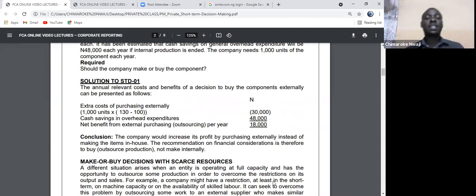Now, in example one, which we did, we didn't see any scarce resource. But in example two, which we are going to do in a moment, we're going to be seeing a scarce resource. It means when there is a scarce resource, all the available production is competing for that scarce resource. And so when you have a scarce resource, you may want to think twice.